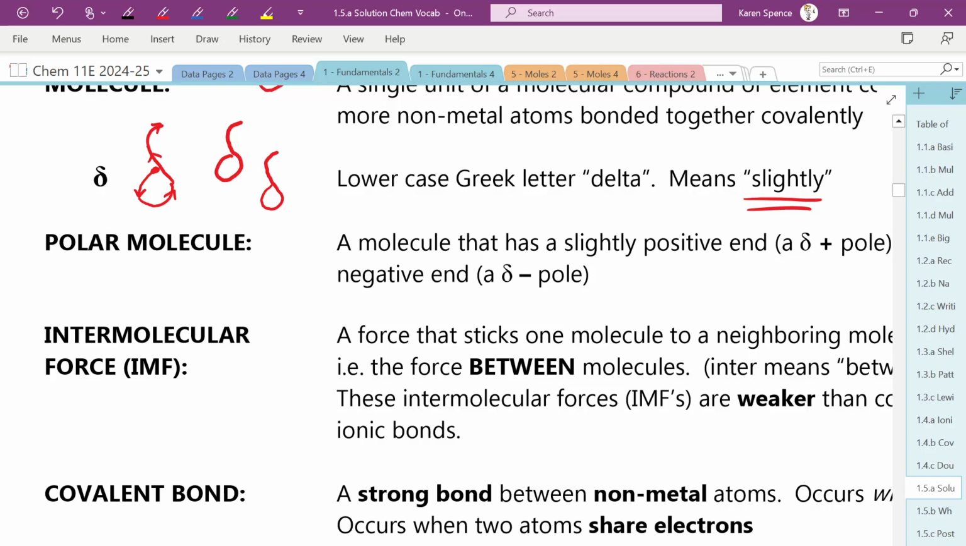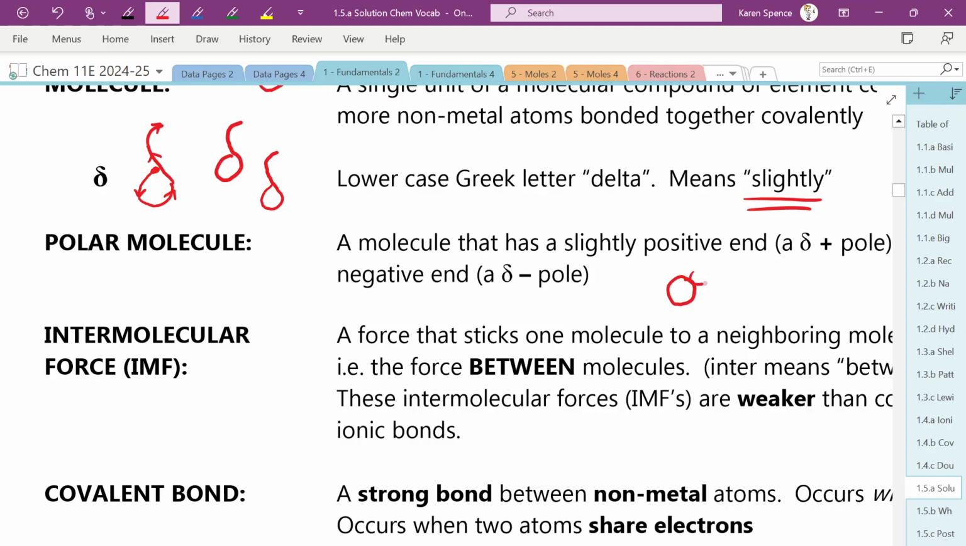But the delta leads us into things like polar molecules. Polar molecules have a positive pole and a negative pole. So what that means is it's not like an ionic compound where the charges are completely separated, like we have a sodium plus ion and a chloride negative ion, and they're actually separate entities, they're just stuck together. We have a molecule with a positive end and a negative end. A very famous example of this is water.